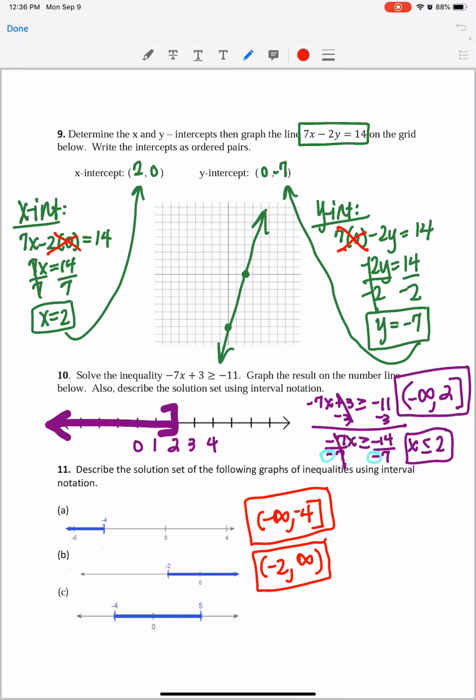And then the last one starts here at negative 4. It's got a parenthesis, so we give it a parenthesis, negative 4. And it ends at 5, and it has a parenthesis, so we'll give it a parenthesis as well.